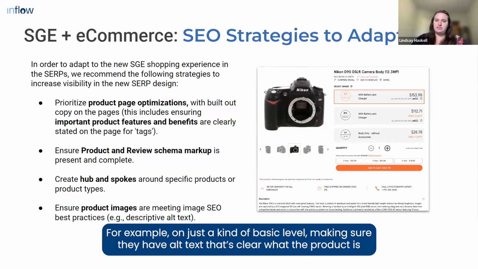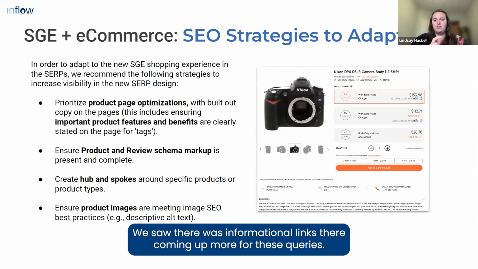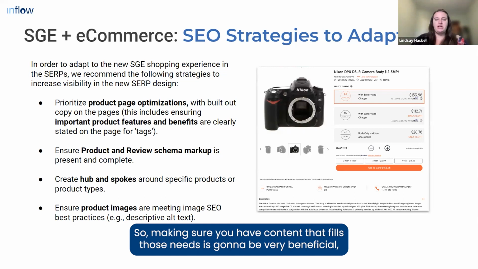For example, on just a kind of basic level, making sure they have alt text that's clear what the product is, the basic one, of course, and then image SEO, sometimes the file descriptions, file names, ones like that. We saw there was informational links coming up for these queries. So making sure you have content that fills those needs is going to be very beneficial.